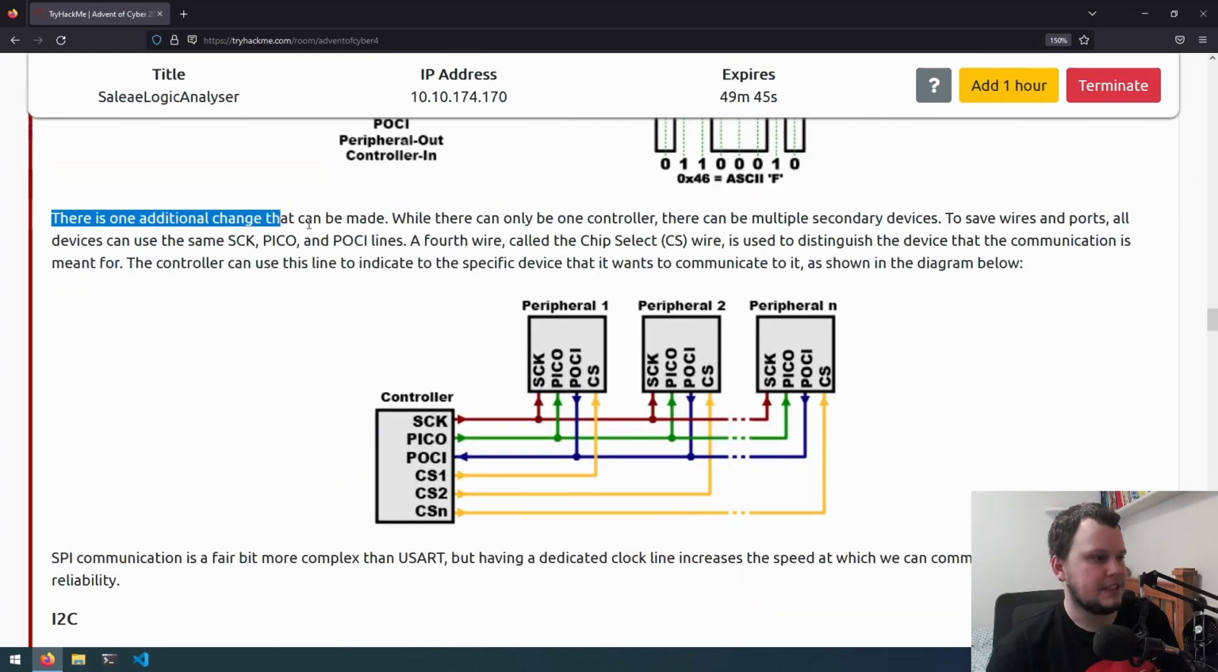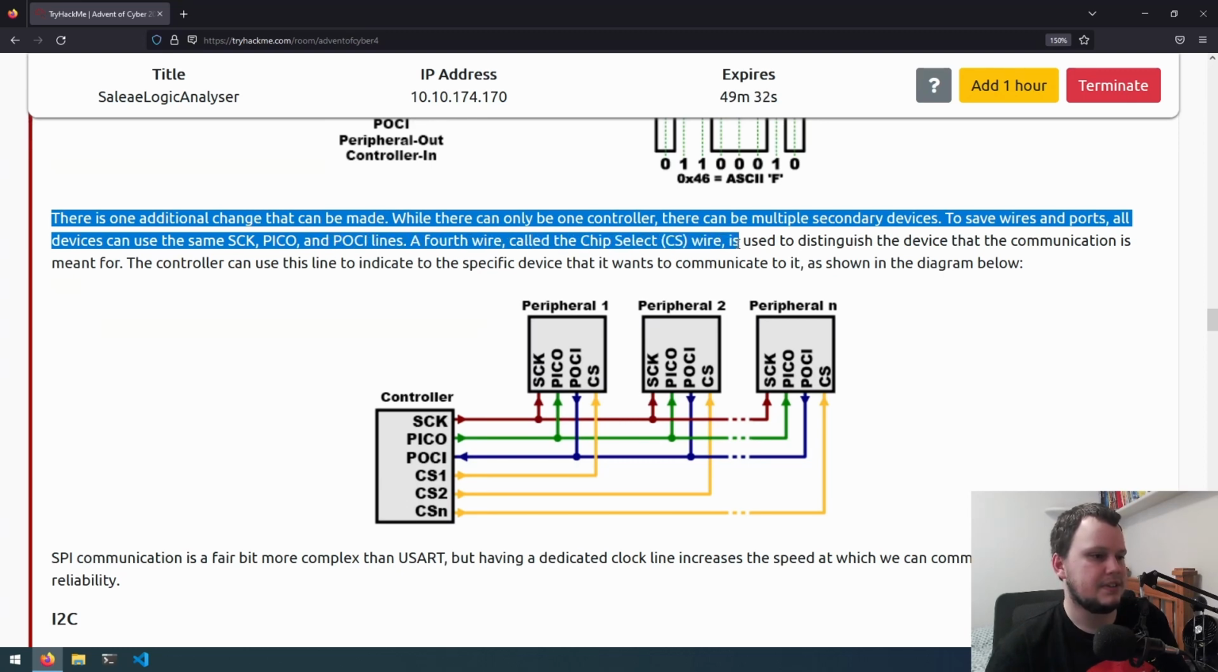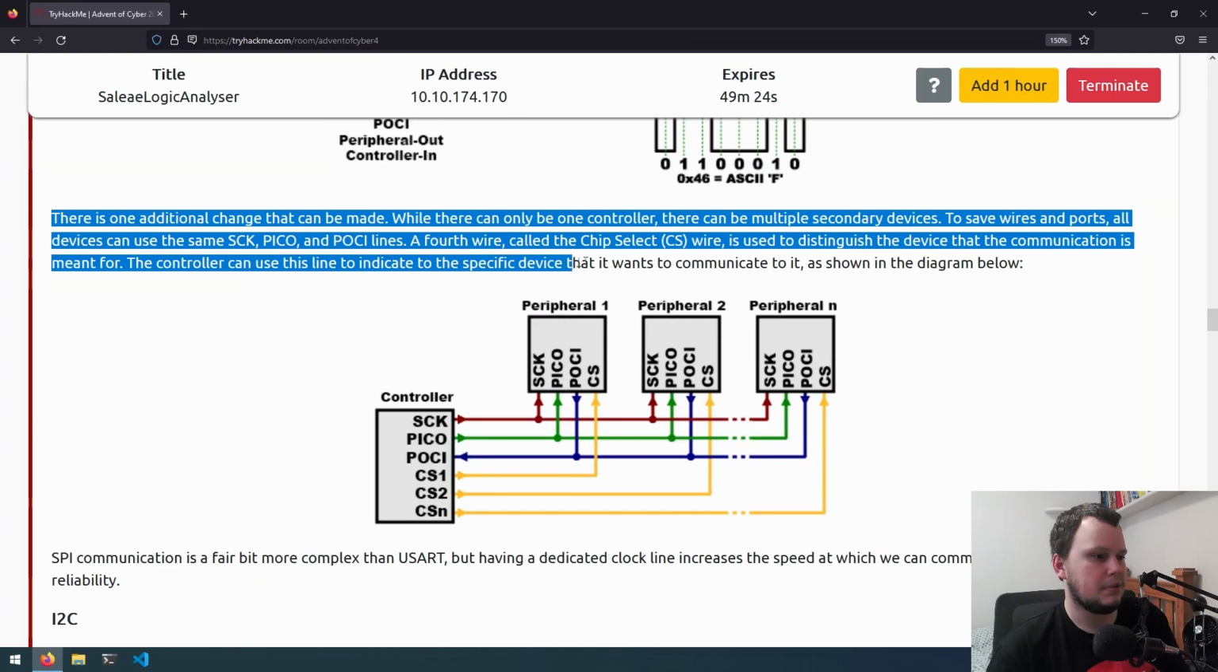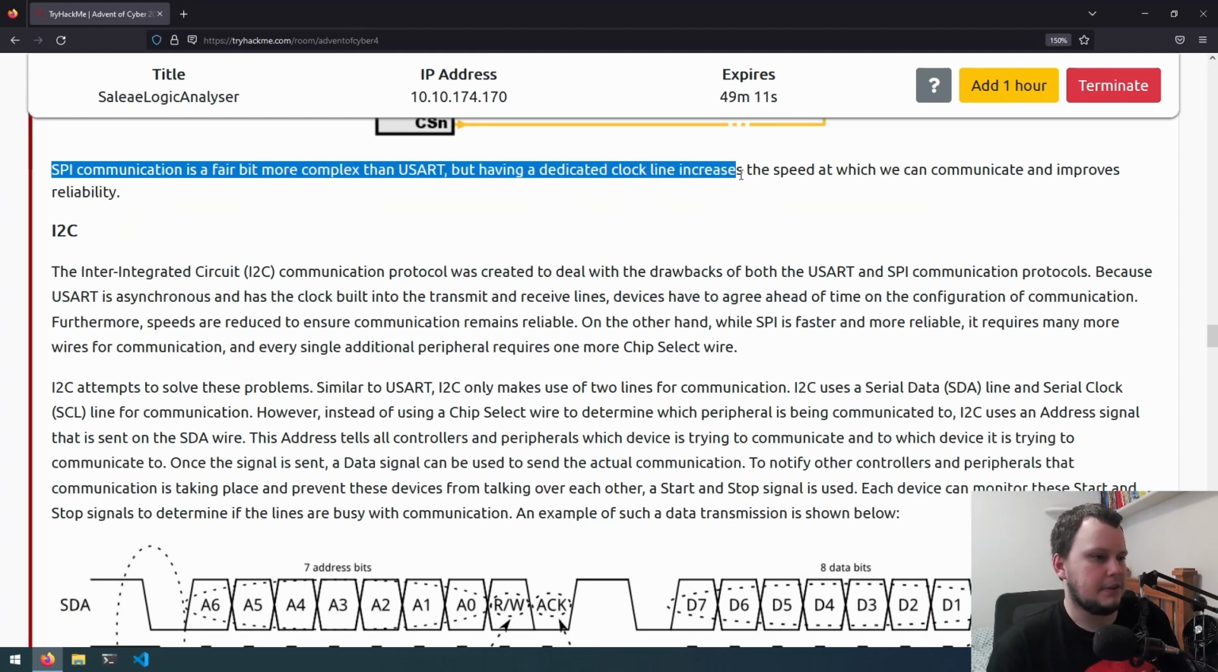There is one additional change that can be made. While there can only be one controller, there can be multiple secondary devices. To save wires and ports, all devices can use the same SCK, PICO, and POCI lines. A fourth wire, called the chip select wire, is used to distinguish the device that the communication is meant for. The controller can use this line to indicate to the specific device that it wants to communicate to, as shown in the diagram below. SPI communication is a fair bit more complex than USART, but having a dedicated clock line increases the speed at which we can communicate and improves reliability.